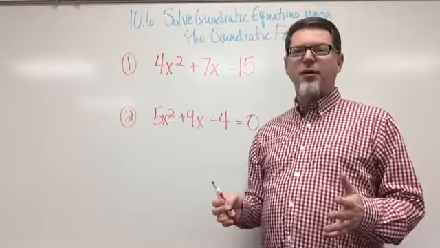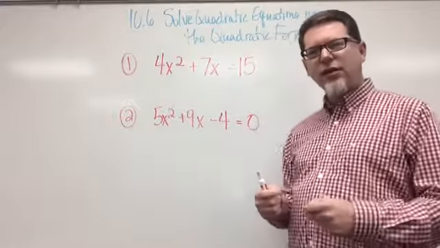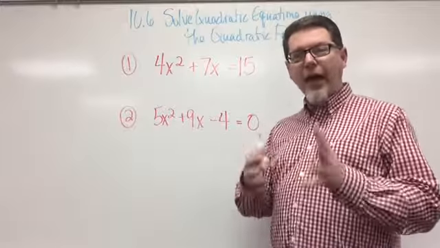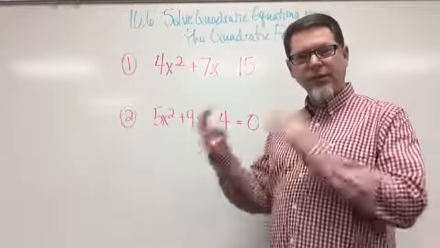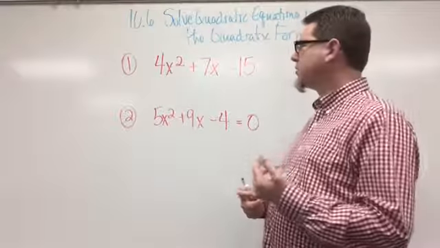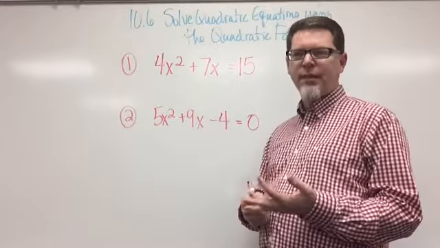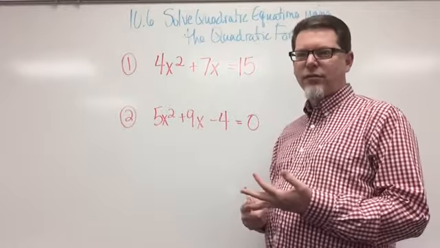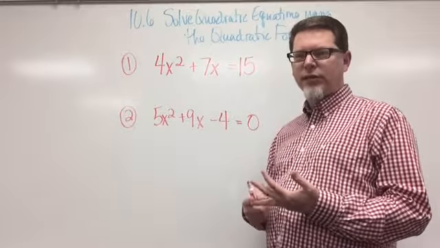So here are your two practice problems. What I need you to do is identify a, b, and c after you put them in standard form, everything on the same side. Then use the quadratic formula to solve them. 4x squared plus 7x equals 15, and 5x squared plus 9x minus 4 equals 0.